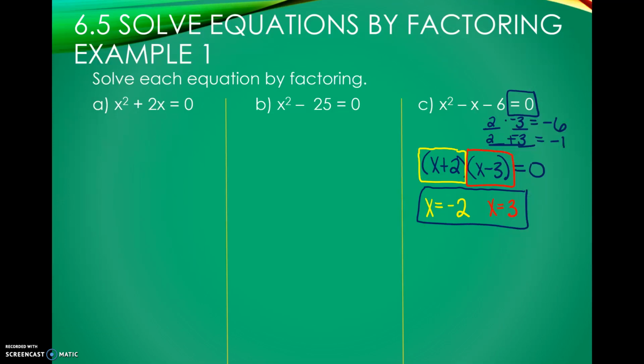Now let's look at B. We're kind of going backwards. x squared minus 25. How do you factor x squared minus 25? x squared minus means it's probably difference of two squares. So (x + 5)(x - 5).